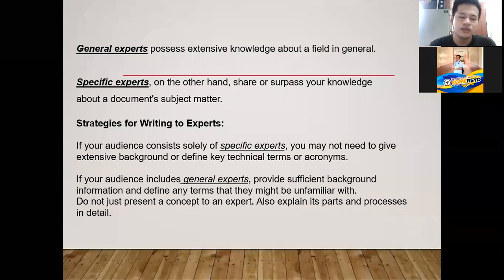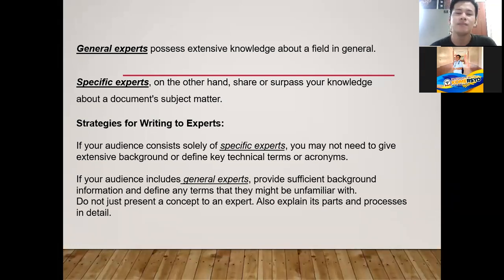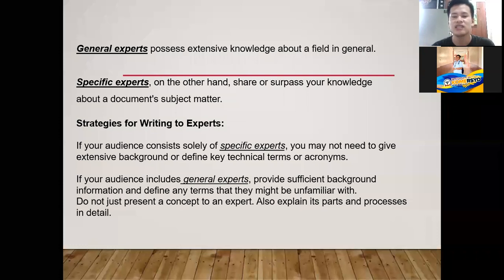So if your audience includes general experts, provide sufficient background information and define any terms that they might be unfamiliar with. So do not just present a concept to an expert. Also explain its parts and processes in detail. Meaning, if our audience is considered general experts, we should give additional information. We should define terms because their knowledge is only cursory. They know all the aspects, however, only cursory, not that specific.